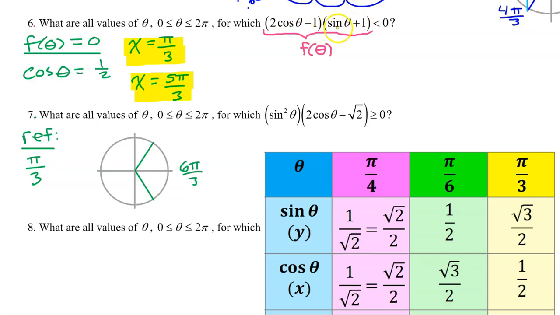So if we set sine theta plus 1 equal to 0, we're going to end up subtracting 1 from both sides. So that will lead to sine theta is equal to negative 1. So where is the y value, the vertical displacement, equal to negative 1?